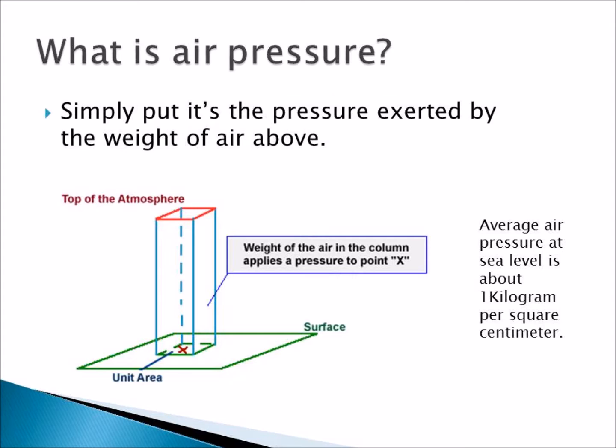On the diagram below, you have X that's on a flat surface. We see the column of air, which is applying pressure to point X. Now, at the very top of the column would represent the top of the atmosphere. Average air pressure at sea level is about 1 kilogram per square centimeter, and that's used as a standard measurement.